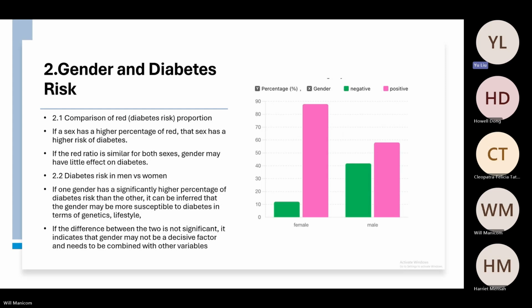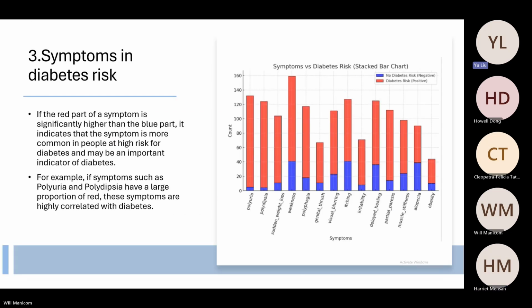And the third is this, so we can say this graph shows the distribution of different symptoms in people at high and no risk of diabetes. If certain symptoms such as genital thrush and alopecia have a similar ratio of red to blue, they may not be a major risk indicator for diabetes. If some symptoms are almost entirely red in the high-risk group but rare in the low-risk group, it may be a highly sensitive feature of diabetes.